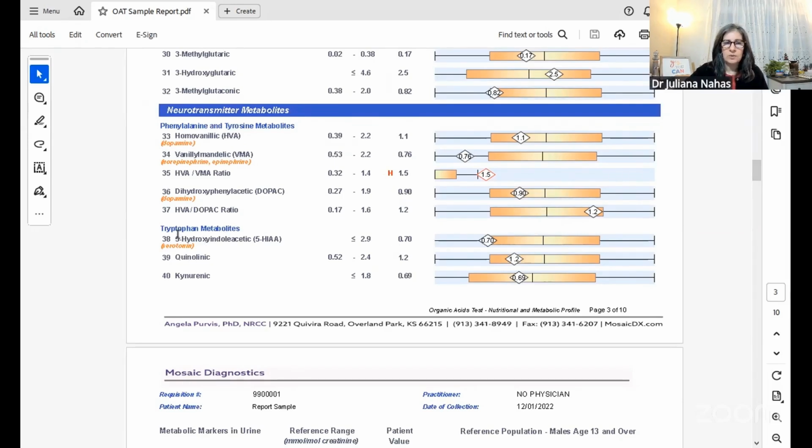And then we look at the tryptophan metabolites because those are serotonin metabolites. So if your 5-HIAA number 38 is low, it's telling me you're making less serotonin as well. And that is something that pertains back to vitamin D, to zinc, to B6. And we'll want to know what's going on in those areas as well. The next two markers, 39 and 40, are part of the serotonergic pathway, but they're kind of inflammatory markers.